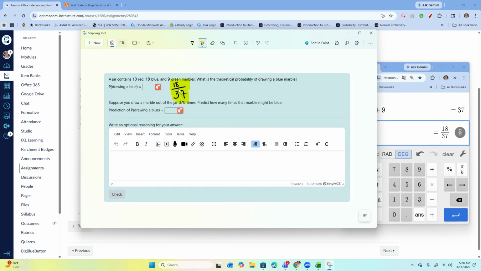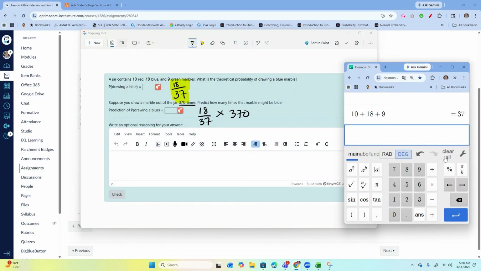What I highlighted in yellow, the theoretical probability, is when you only take out one blue marble. So you put your hand inside the jar only one time. But let's say you put the hand inside the jar 370 times. How many of those 370 times is going to be a blue marble? So now you take the theoretical probability and multiply by how many times you're going to do it. So 370 times. And again, you can use the calculator here.